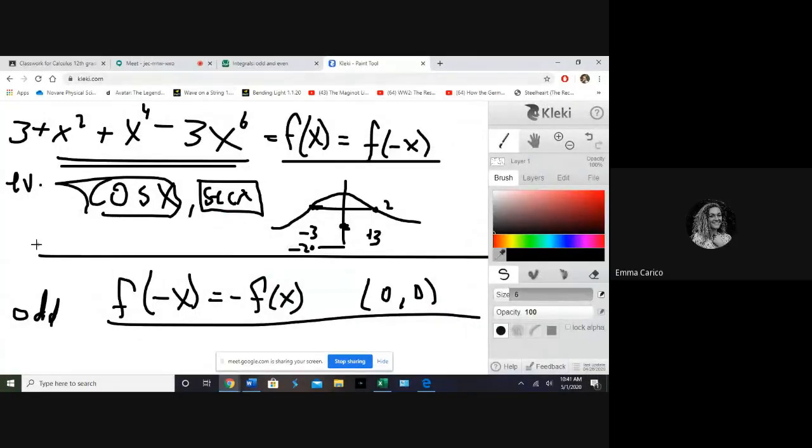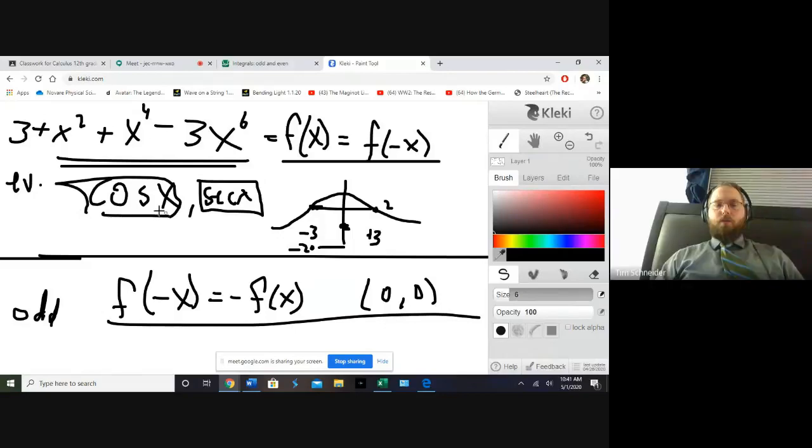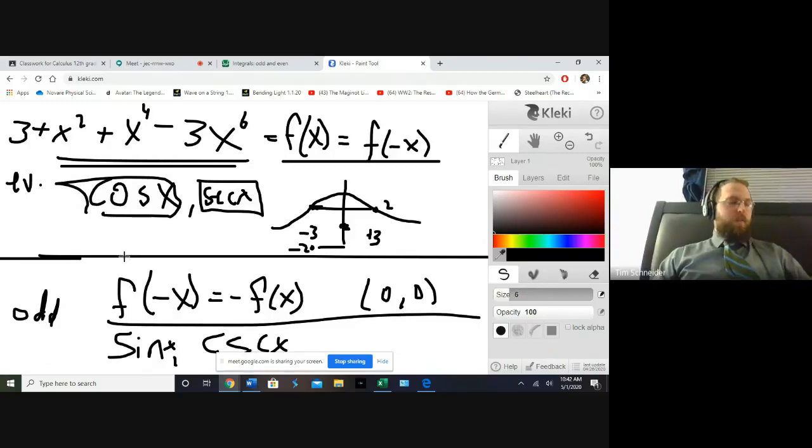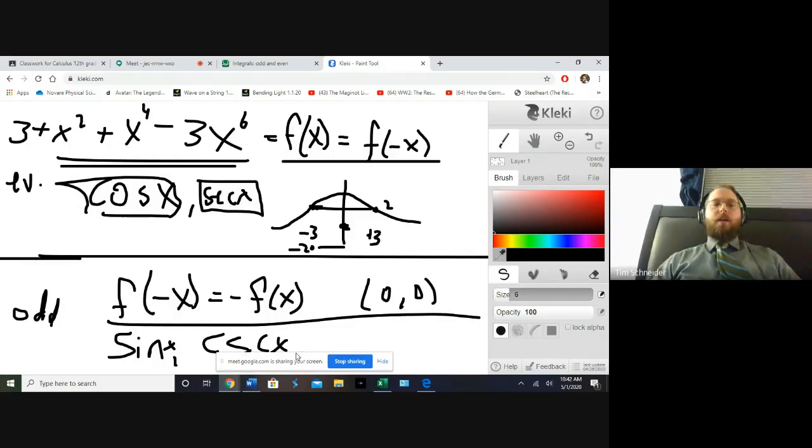Okay, all right. So if cosine and secant are even, then sine and cosecant are also odd. Well, that's maybe not as obvious, but that is true. Sine and cosecant are odd. One of the ways you can tell is sine of 0 is 0.